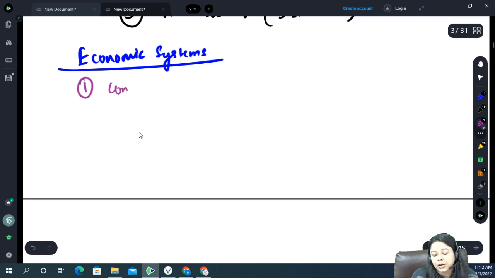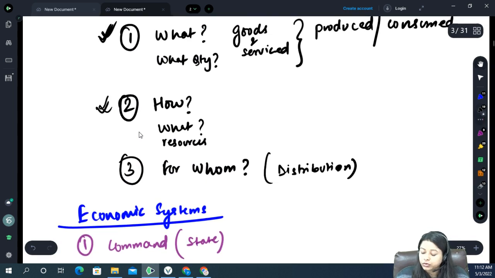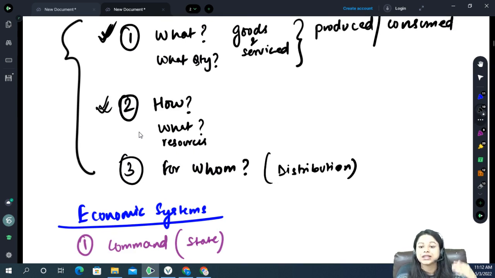One is called a command economy, where the government or the state makes the decision, like China. Government will decide what needs to be produced. So these micro level economic decisions, who has the right to make them? In a command economy, the government will tell you that you are a textile manufacturer, you will have to produce this particular type of cloth using a capital intensive technique, and you will have to export it. So all these micro level decisions are made by the government for you.